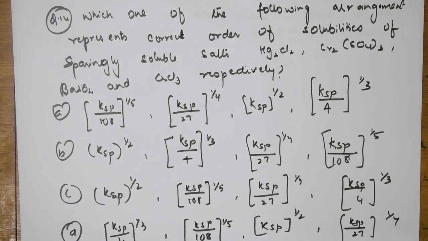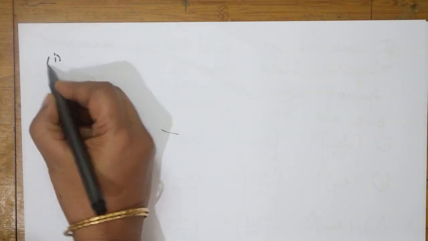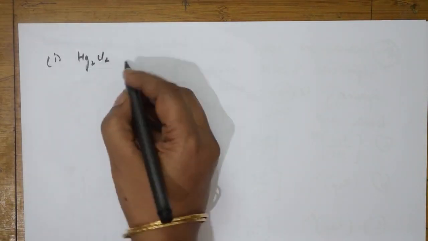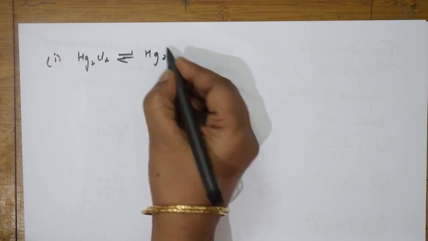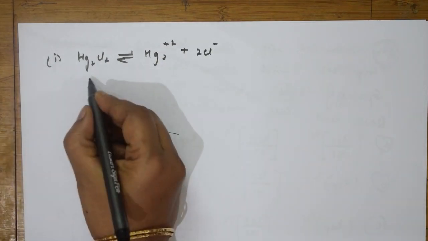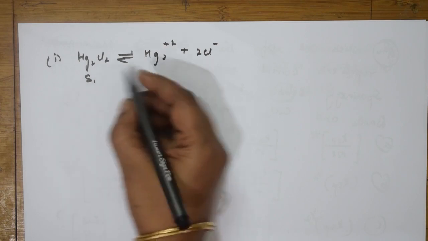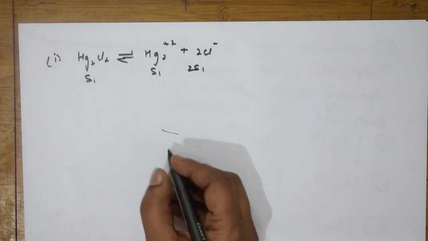So when such a question is given to you, what should you do first? First, try to pick up one and find out. I'll tell you. See here. The first thing you need to do is pick up one. Let us take the first one, Hg2Cl2. This will break up into Hg2 plus 2 and 2Cl minus. This is S1 mole per liter, this is also S1, but this is 2S1.